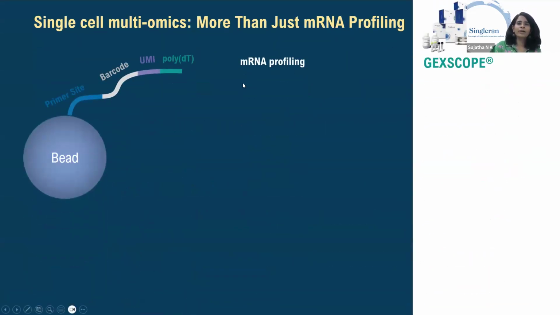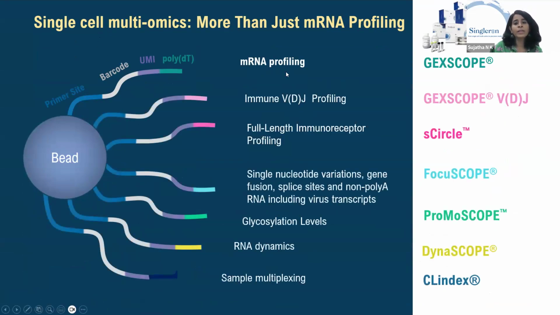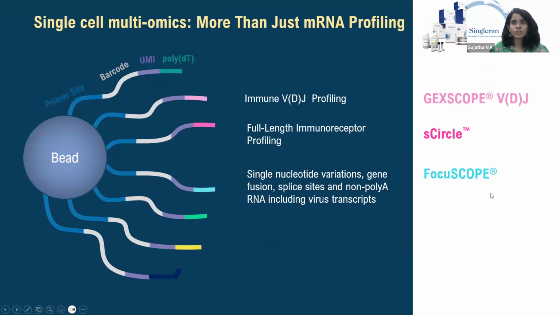So I've been talking about mRNA profiling, our ~JEXscope kits that can help you profile the mRNA. But we do have many other multi-omic kits in our portfolio that help add an extra layer of information along with the mRNA. The few that I would focus on today are the immunoprofiling, if you're interested in understanding the immune profiles of different cell types. And then we also have a focus scope kit, which I will cover after.